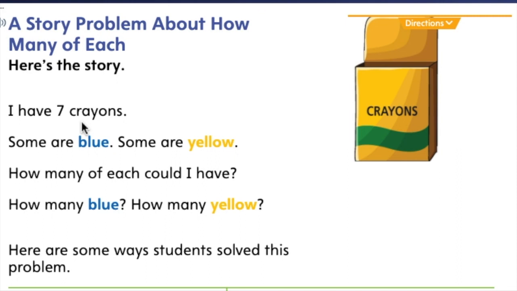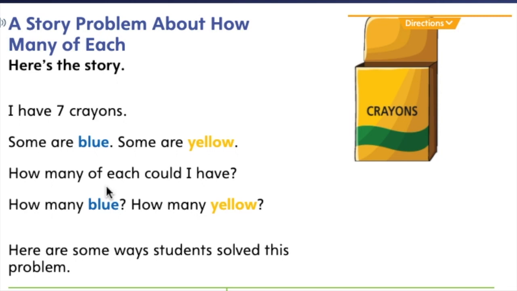Yeah, 7 crayons. Some are blue, some are yellow. How many of each could I have? How many blue? How many yellow? So our number sentence would be blank plus blank equals 7. We have to fill in both of those blanks. Find a way to get to 7.